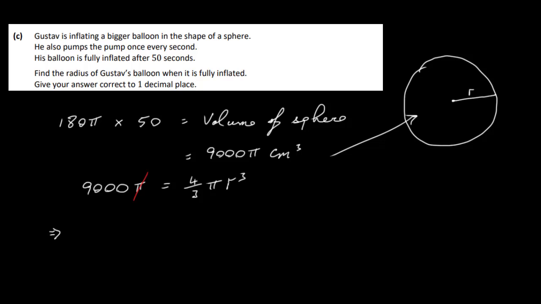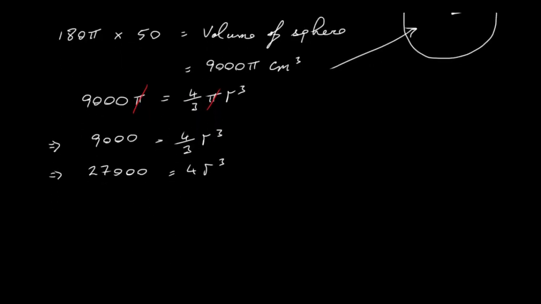So we can see here that we can divide both sides by pi. So that'll give me 9,000 is equal to 4 over 3 r cubed. I'm going to multiply across by 3 because I have a 3 on the bottom here. 3 9s 27,000 is equal to 4 r cubed. And let's see where we are now. We've got to divide by 4 now. So 27,000 divided by 4 is 6,750. That gives us r cubed.